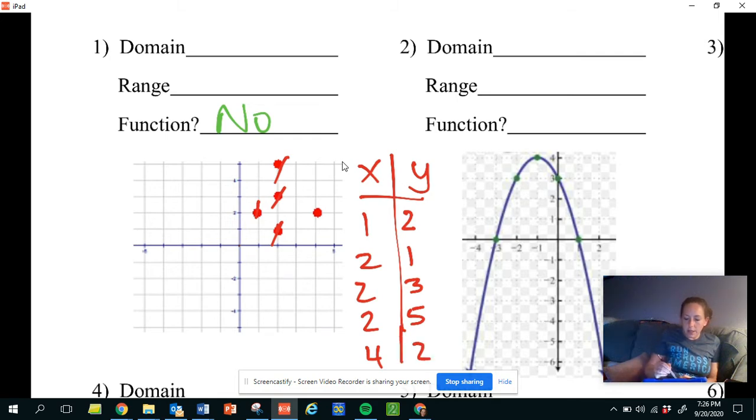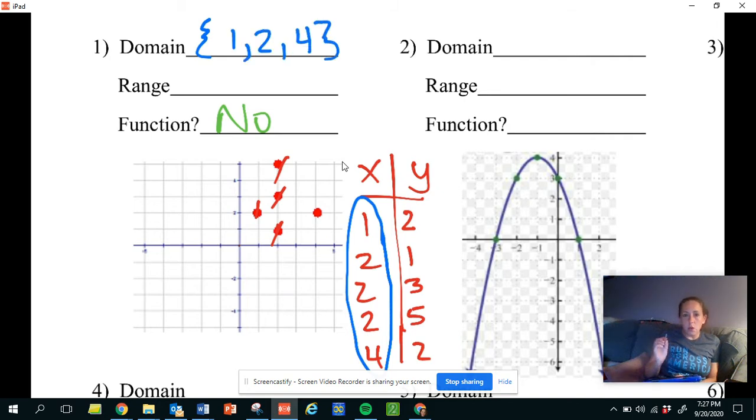So for domain, that's my x's. I'm just going to list them from least to greatest inside what are called braces. They're the fancy, like squiggly parentheses. So, and I don't have to repeat myself. So it's just 1, 2, and 4. Those are the only possible x's that could show up.